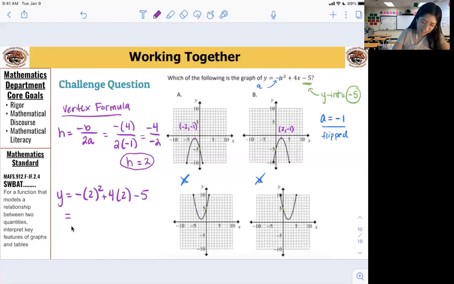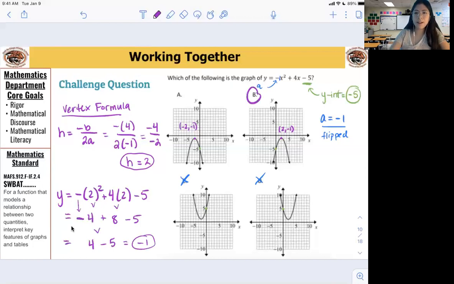All right. 2 to the power of 2 is 4, but I still have a negative symbol, so that comes down. So -4 plus 8 minus 5. -4 plus 8 gives me 4. 4 minus 5 is -1. So 2 comma -1, B is correct.